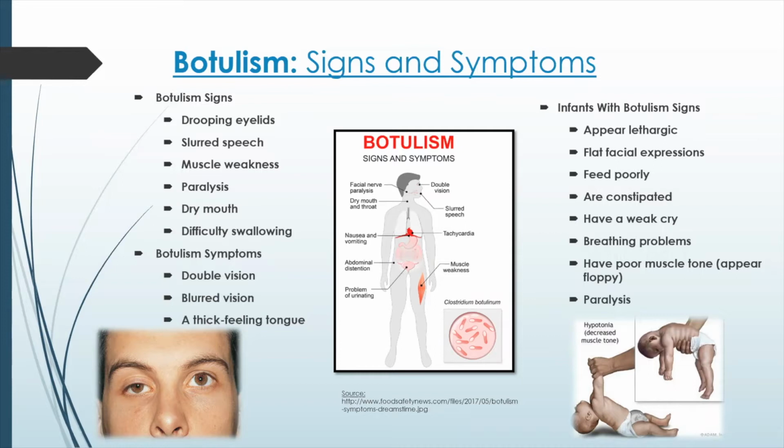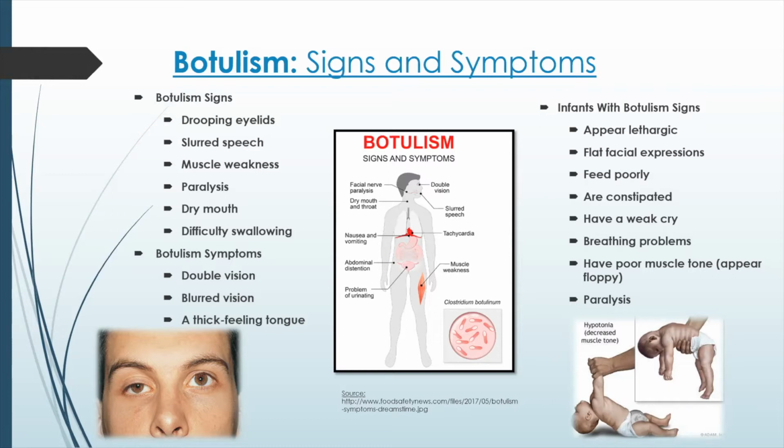Infant botulism has slightly different signs and symptoms. They may appear lethargic, have flat facial expressions, they may feed poorly, are constipated, they may have a weak cry, breathing problems, they might have poor muscle tone, like they appear floppy, as you can tell in the bottom right-hand picture of the screen, or they can suffer from paralysis as well.